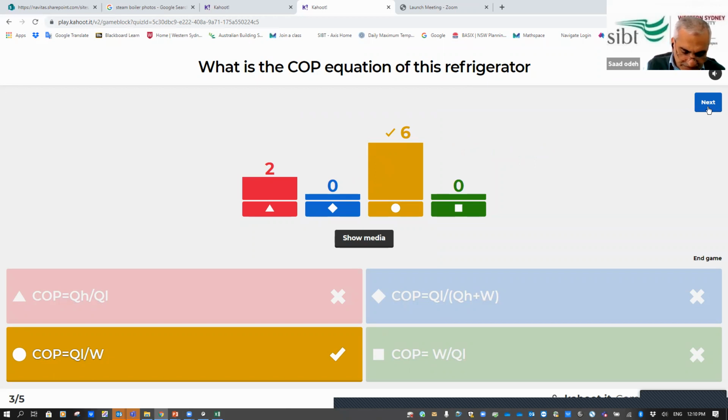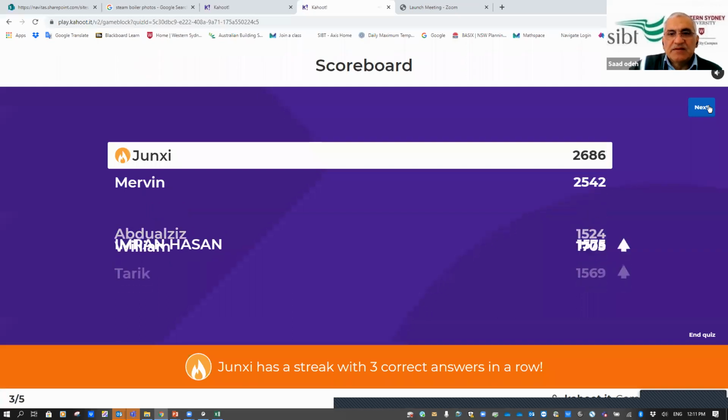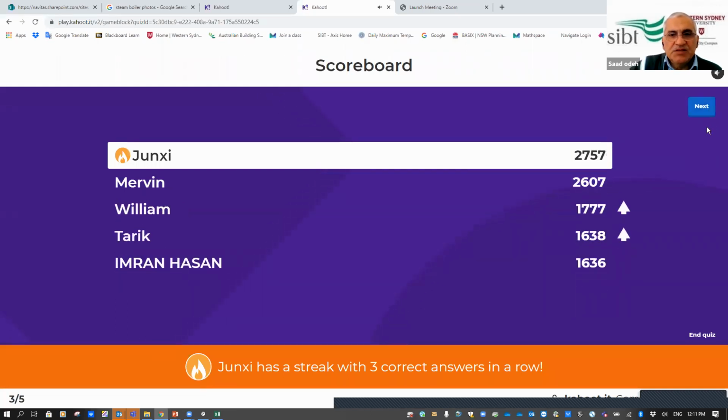Yeah, correct. So this output is our QL. The input is the work provided by or supplied to the compressor. Yeah, correct. Okay. Any question about this? Okay, still Jiangxi in the lead.